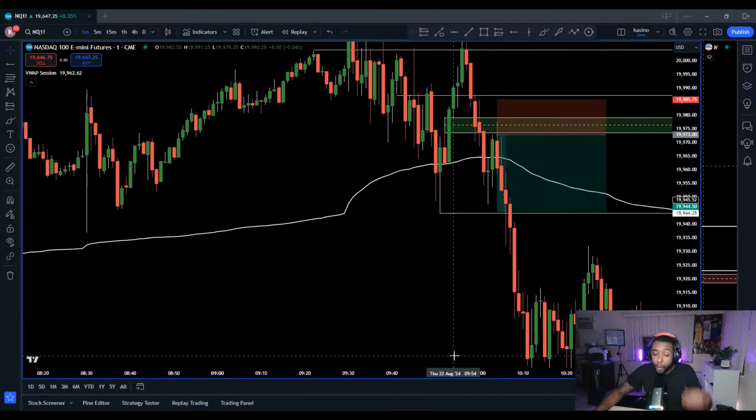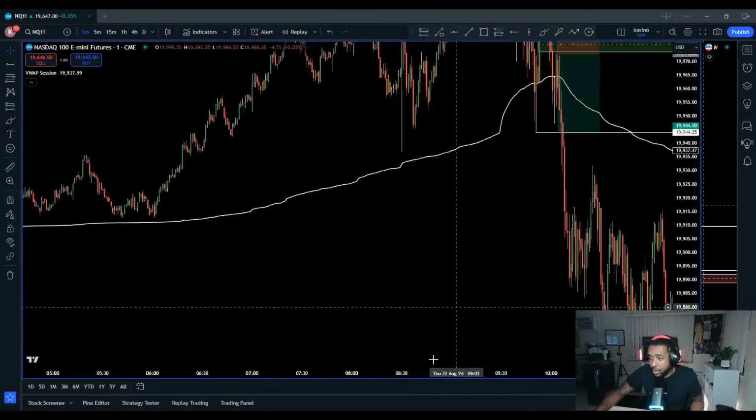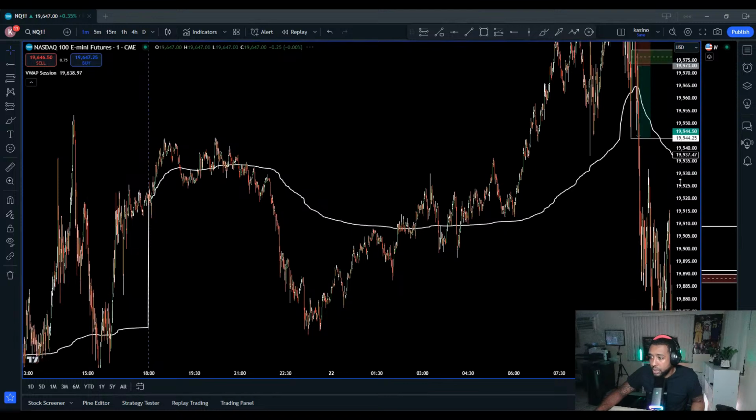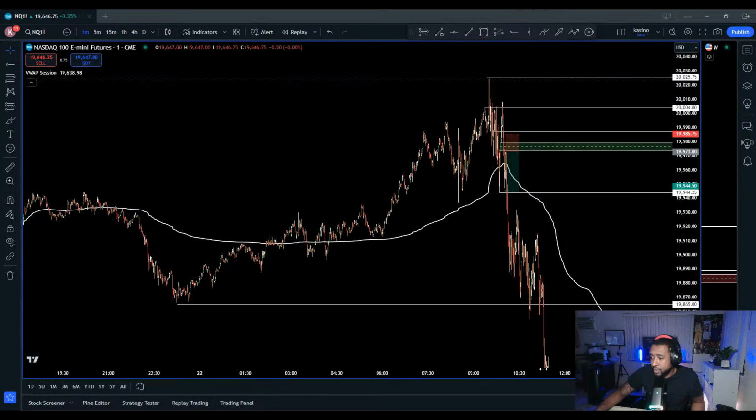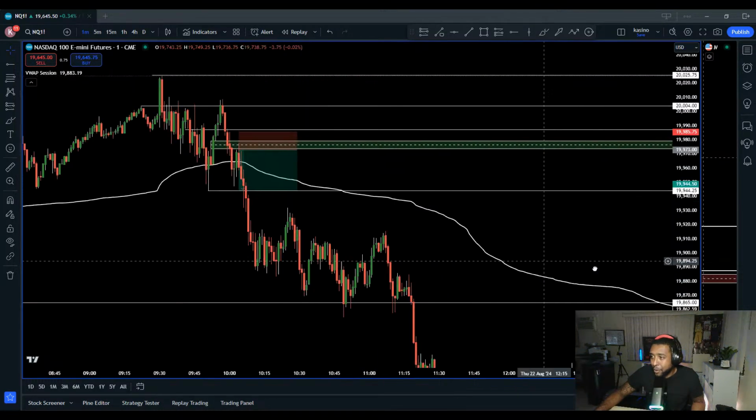Because remember, price has to do what? When it's running, generating liquidity and taking the liquidity, the next two things are it has to rebalance to inefficiency or rebalance to equilibrium, right? So as we know, the low of the day was down here somewhere. Let me go to the low of the day. Yeah, this is the low of the day. Bruh, look how far this ran.